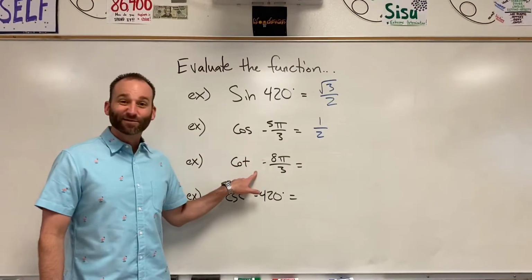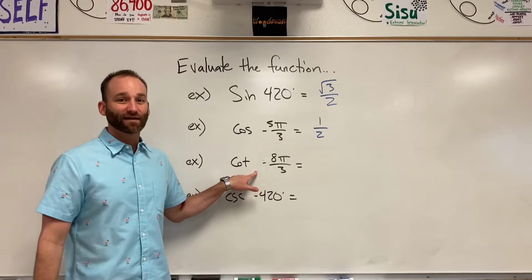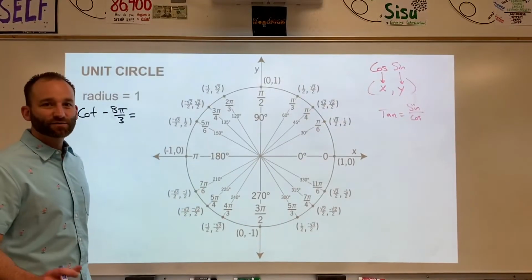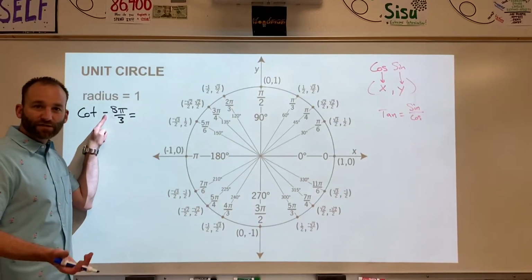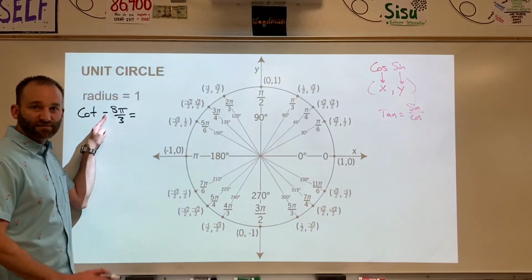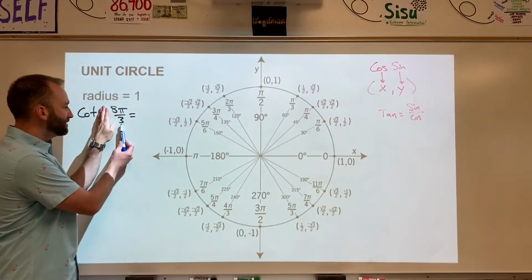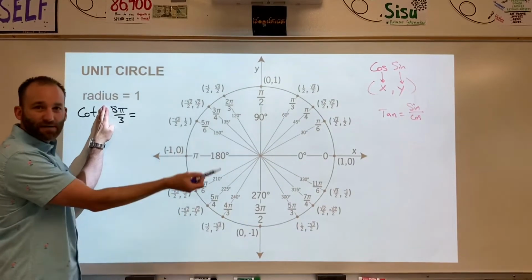Not too bad. This one's a beast. Let's take a look at it on the unit circle. Okay, this one's really tough. We have the cotangent of negative 8 pi over 3. The negative means we're going to be reflecting over the x-axis, but I'm going to ignore that for now. Let's find out where 8 pi over 3 is on our map, okay?